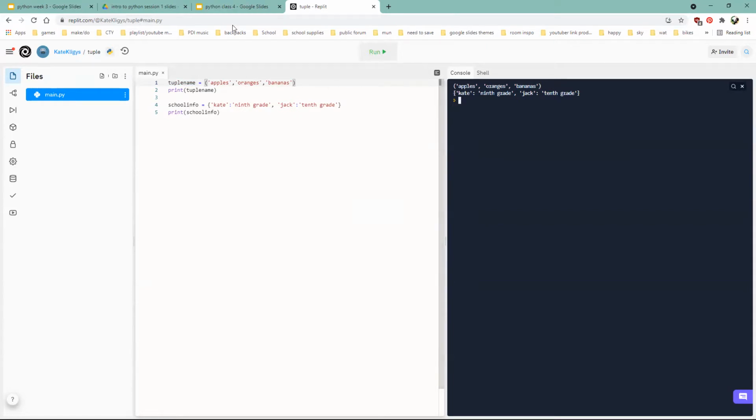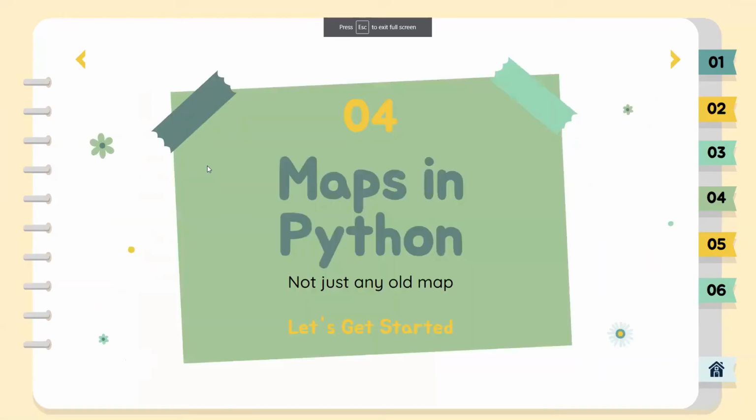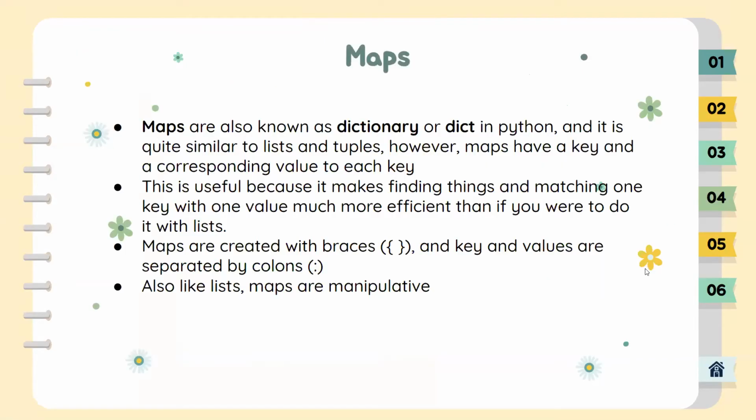Okay, going back, we have maps. Maps in Python. So maps are also known as dictionary or dict in Python, and it is quite similar to lists and tuples. However, maps have a key and a corresponding value to each key. This is useful because it makes finding things and matching one key with one value much more efficient than if you were to do it with lists.